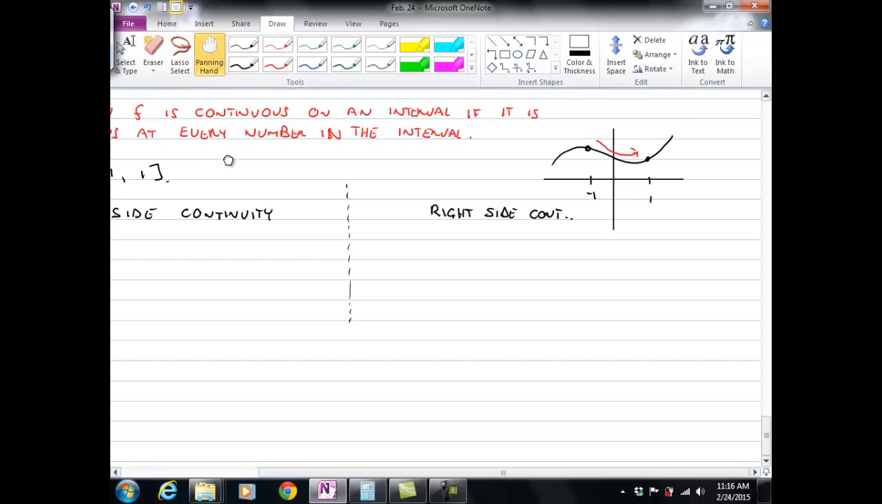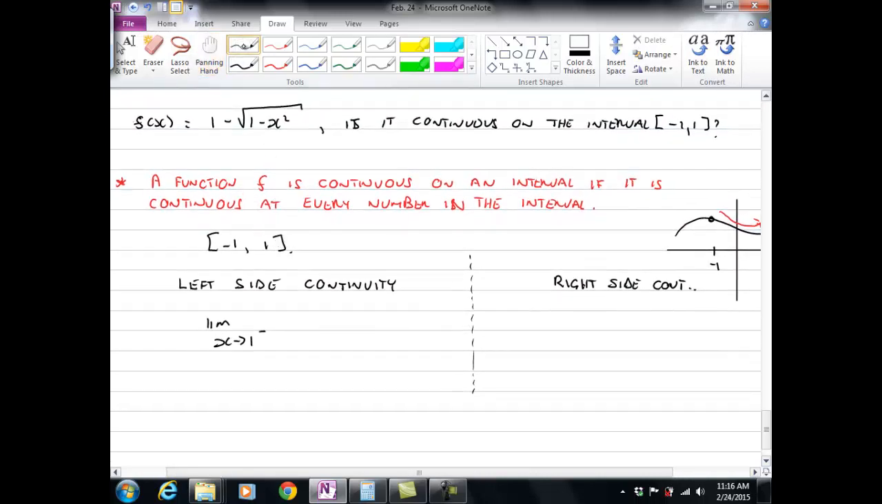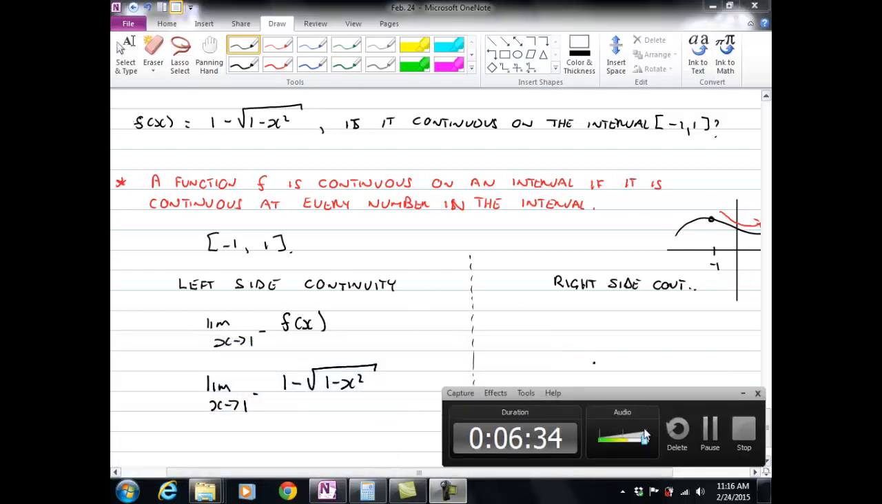So what I want to focus on is lim as x approaches 1 from the left, because that's what I'm calling the left side continuity, for the function f of x. So this becomes lim as x approaches 1 from the left of 1 minus x squared. I'm going to pause it, let you guys figure out what the limit is going to be.